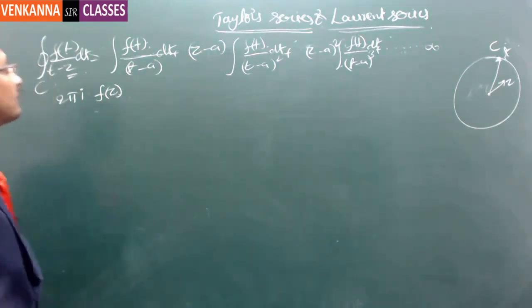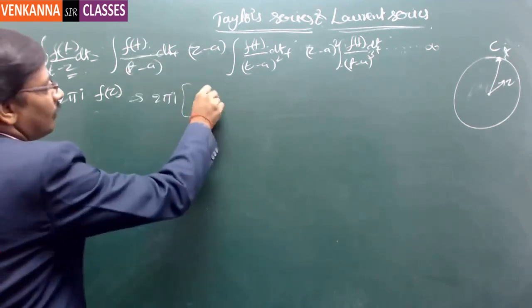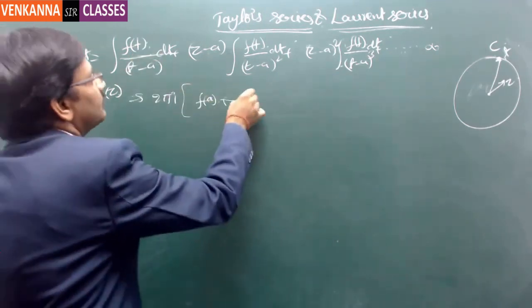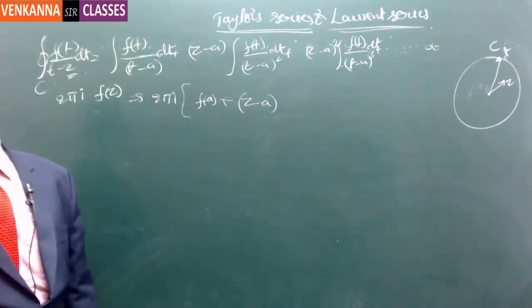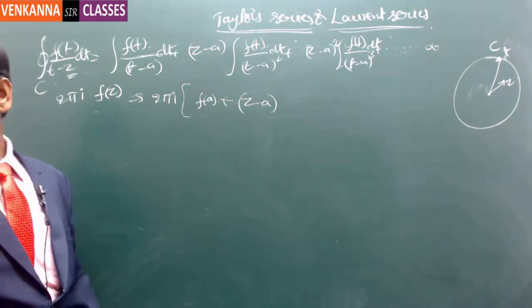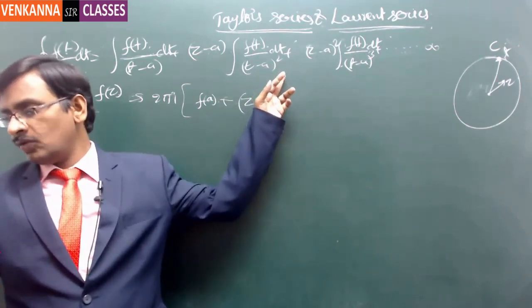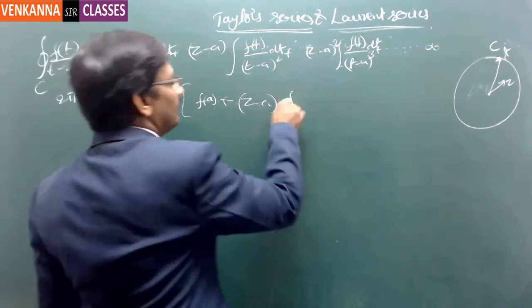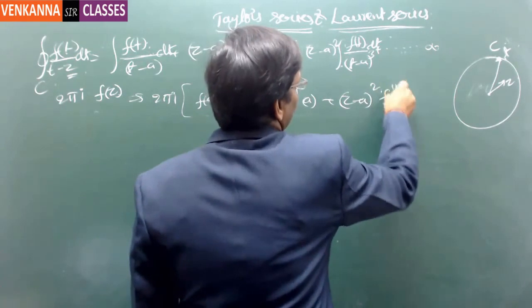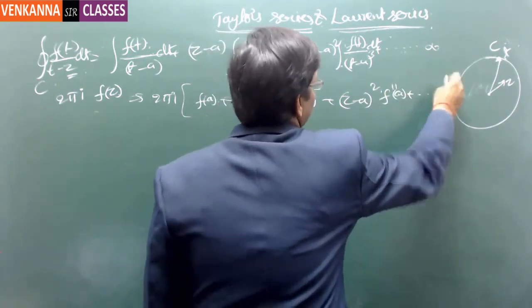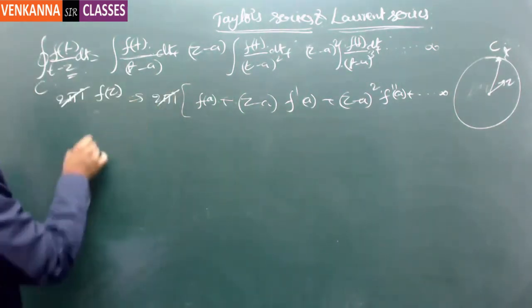So this is 2 pi i times, this value will be f of a, then plus z minus a into. So what is this integral value? What is the second integral value? This is the n plus 1 format, 1 plus 1. So this will be f dash of a, and this is z minus a whole square into f double dash of a plus dash dash dash up to infinity. So this 2 pi i will cancel out.